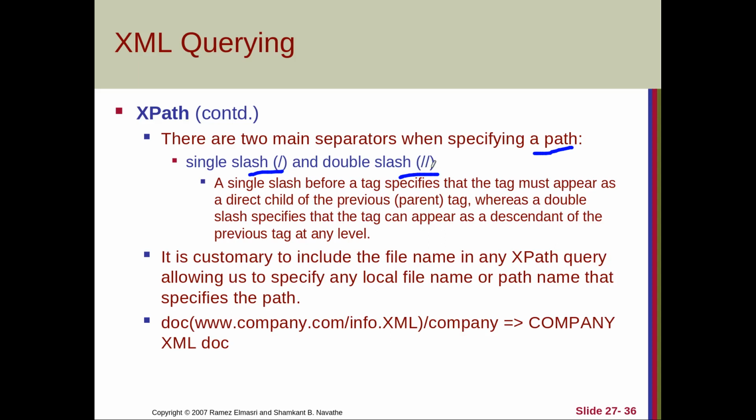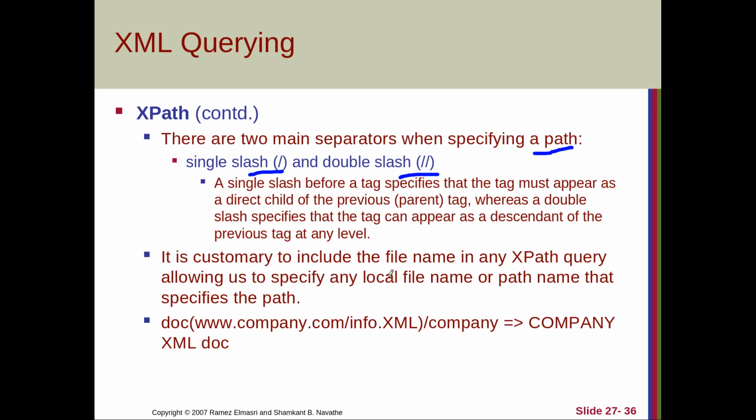But if you are using a double slash, it may be anywhere within that parent-child relationship. It may be at the 5th level, or it may be at the 10th level also. It must be a descendant of the previous tag, that's all. But single slash means it must be the next one. But double slash means it may be anywhere within the path starting from the root element.